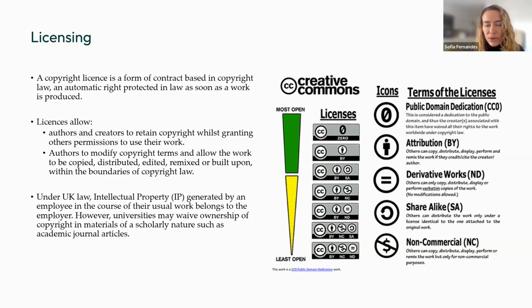Under UK law, intellectual property generated by an employee in the course of their usual work belongs to the employer. However, many universities waive ownership of copyright in materials of scholarly nature, such as academic journal articles. This is what is done in the University of Exeter.